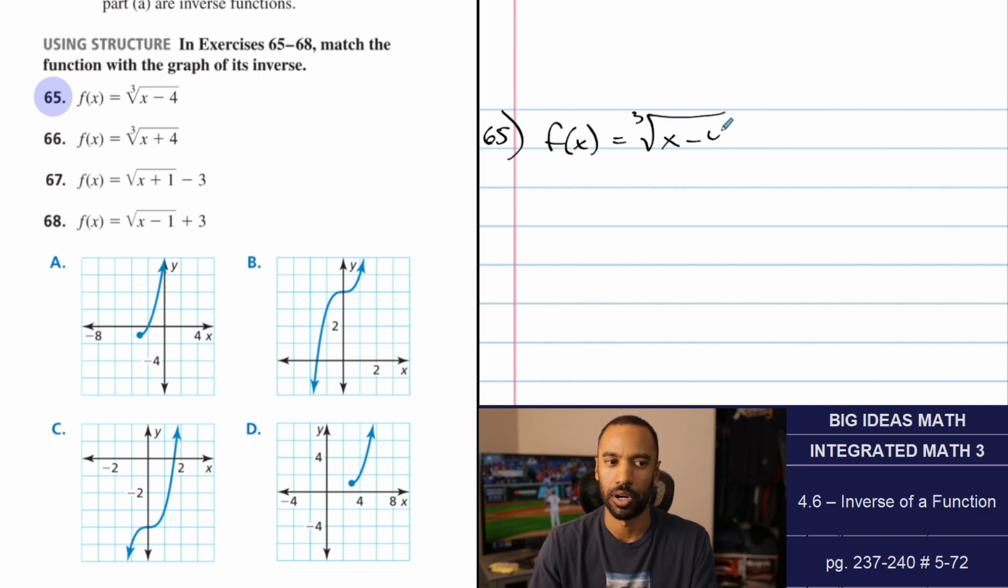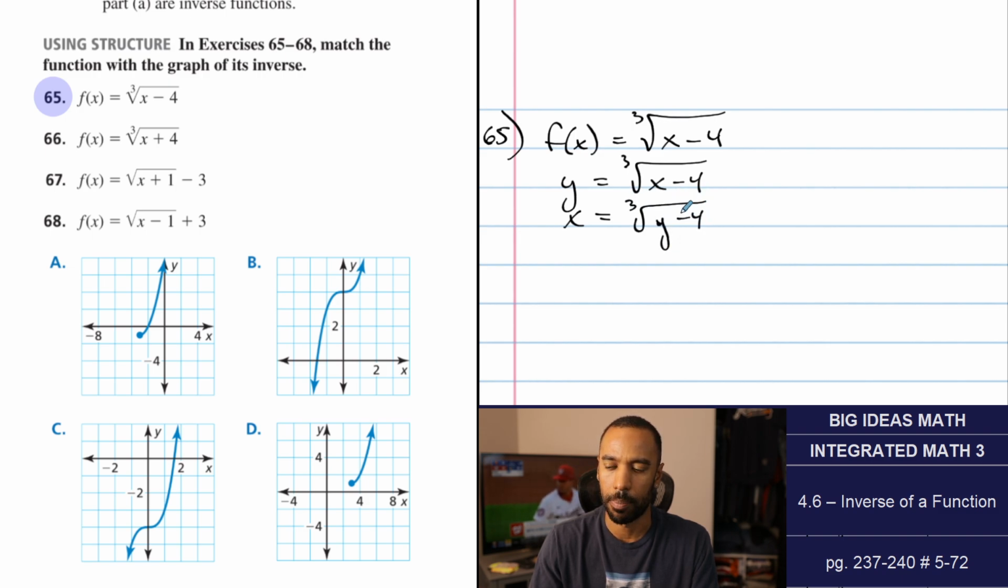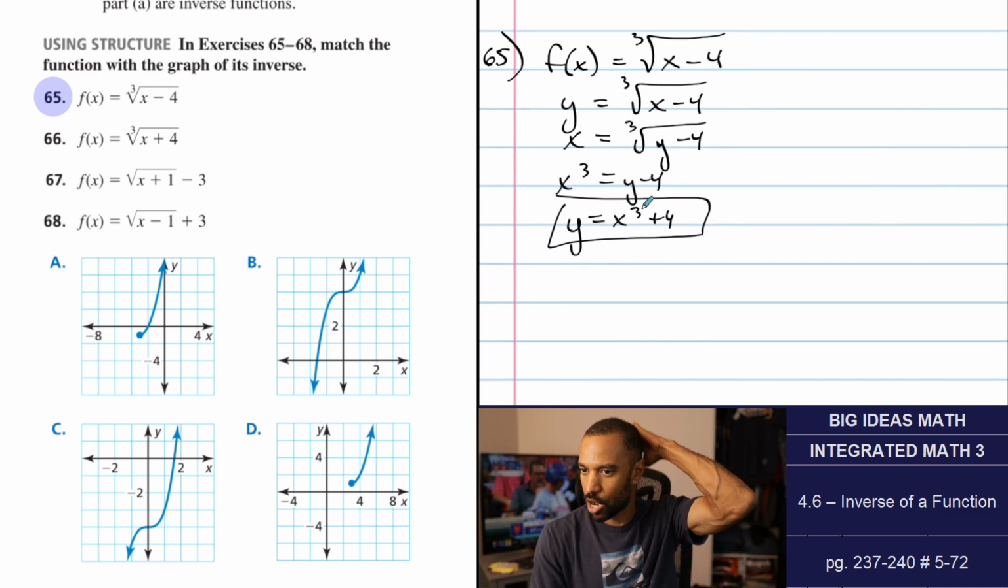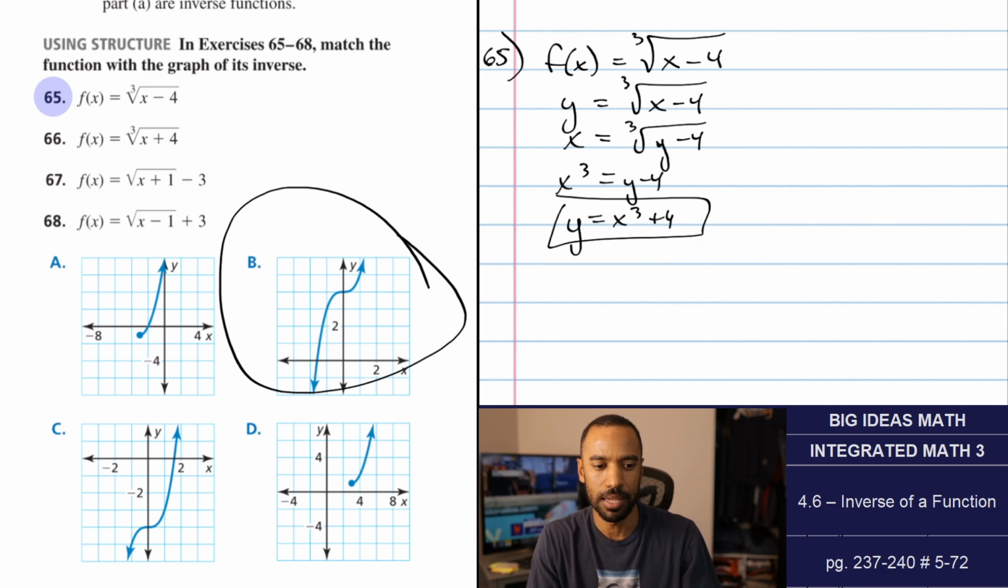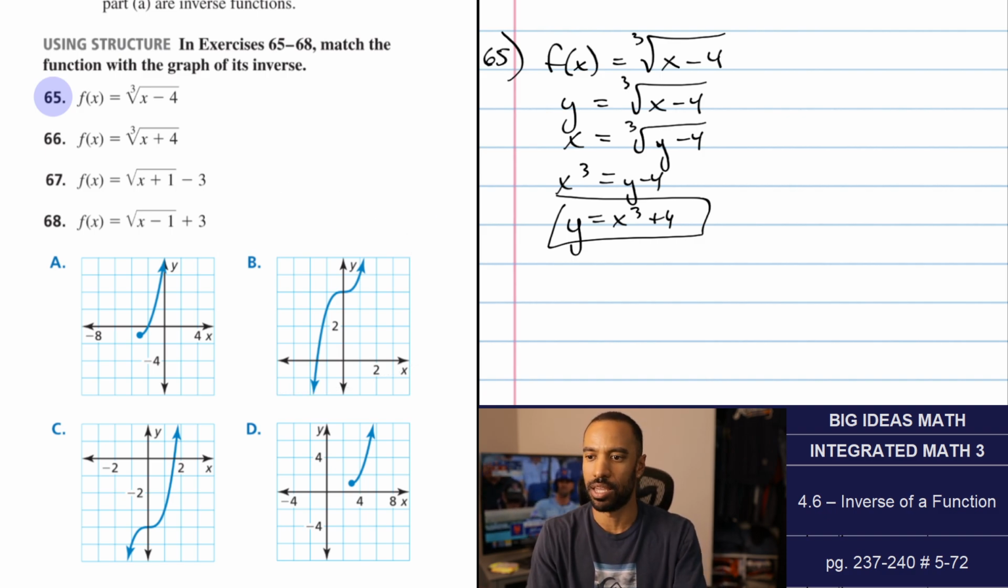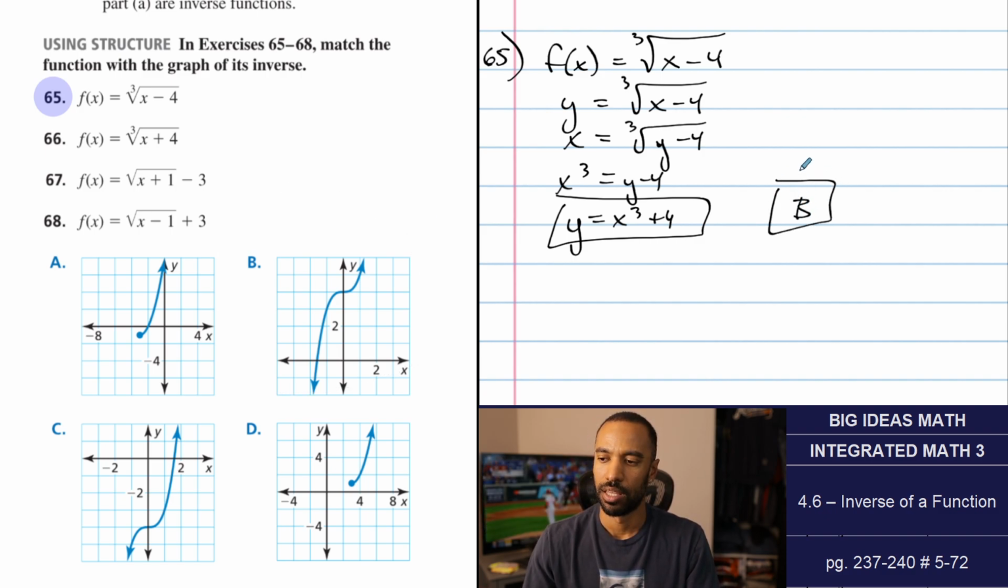So on number 65, we're going to take its inverse by swapping x and y, revisiting some of that again, swapping x and y and solving for y again. I get to cube both sides and then add 4 to both sides and get y equals x cubed plus 4. Now, this has an all real number domain and range, and so does that as well. X cubed plus 4 is a cubic function that's shifted up 4 units. That looks like B. So option B, graph B, will be that one.